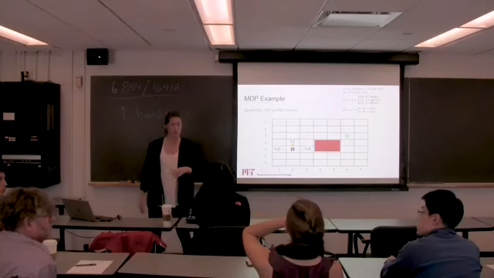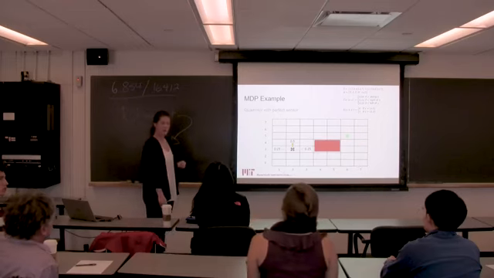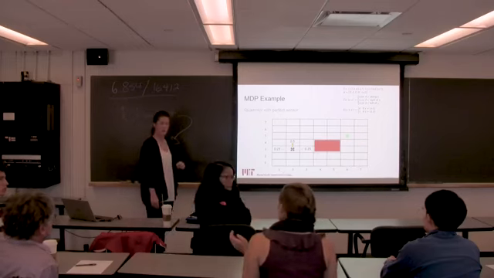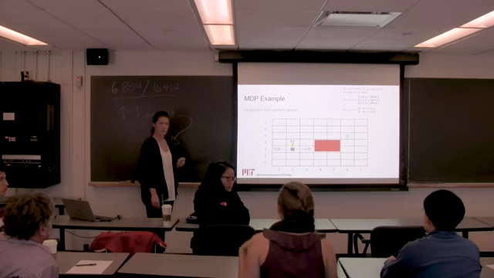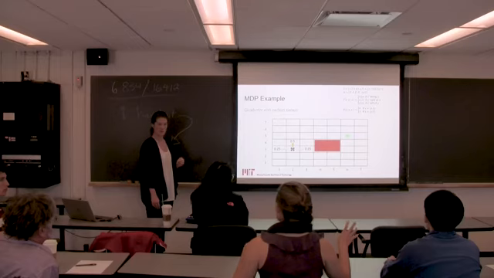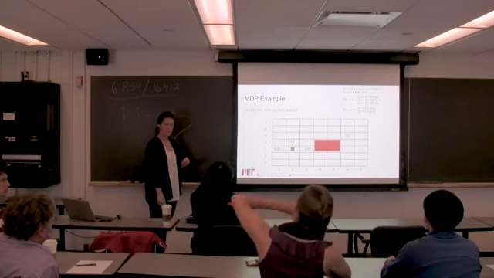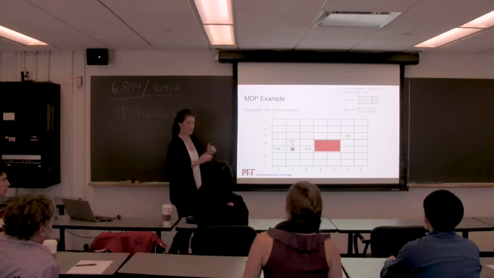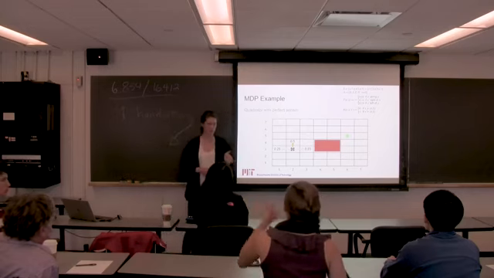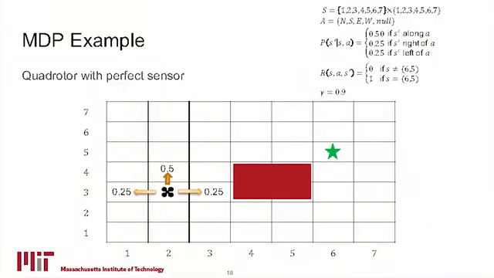Go ahead. When you say you have a 25% chance of moving to the left or the right, is that clockwise and counterclockwise of where you plan to go? Like, let's say you plan to go to the right, would that mean that you have a 75% chance of going to the right and 25% chance of going to the left, or would it be this way and 25% up and down? We said clockwise, counterclockwise from the intended direction of action. Okay, thanks. And finally, we gave ourselves a discount factor of 0.9.